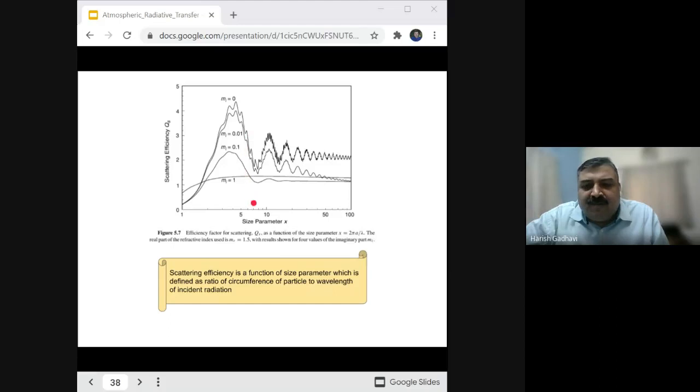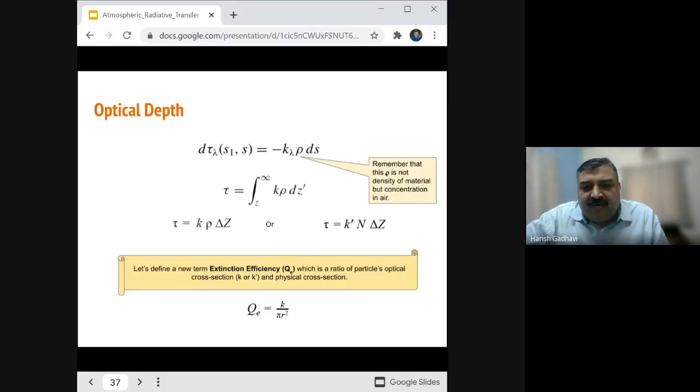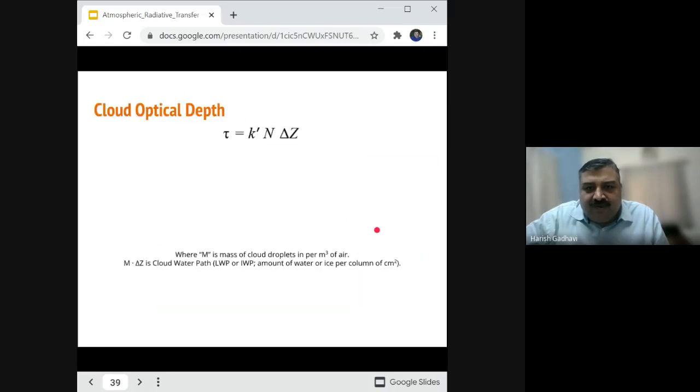So for most of the visible wavelengths, your size parameter will be of this order for clouds. If you are doing these calculations, you can actually use the value of Q equal to 2. Now go back to this equation, where I defined what Q is. I told you that for the typical size of cloud droplets and visible wavelength, the value of Q will be close to 2 most of the time. We can substitute this value into this equation and get a new equation.